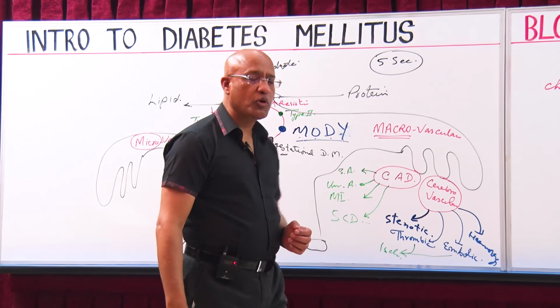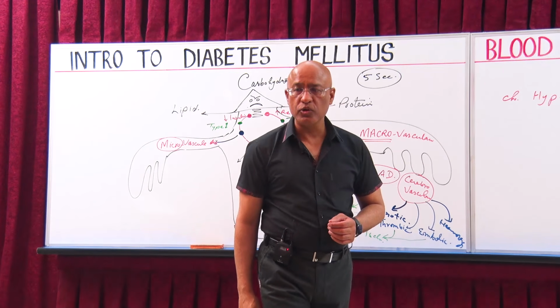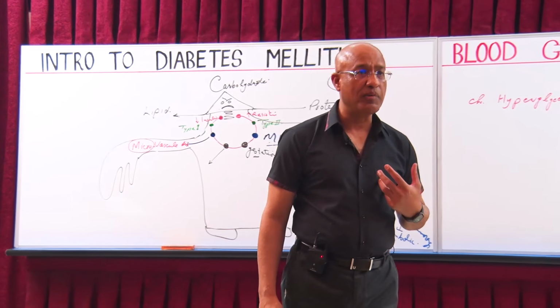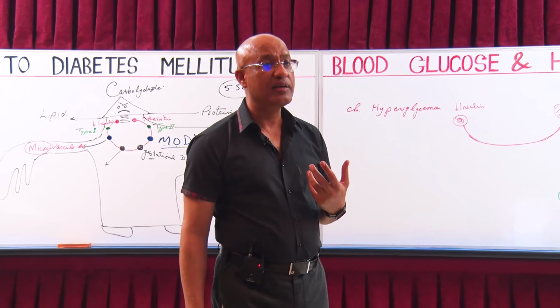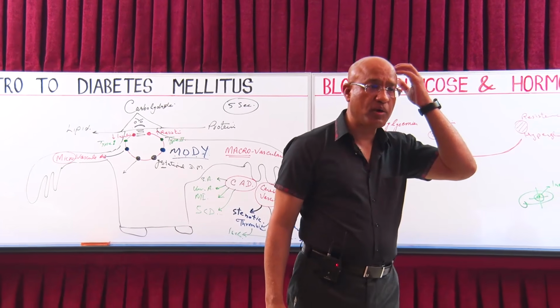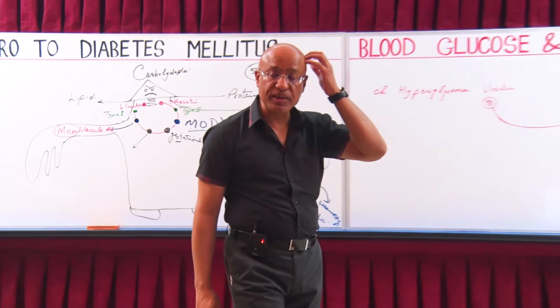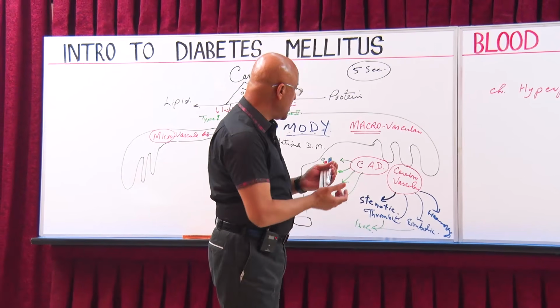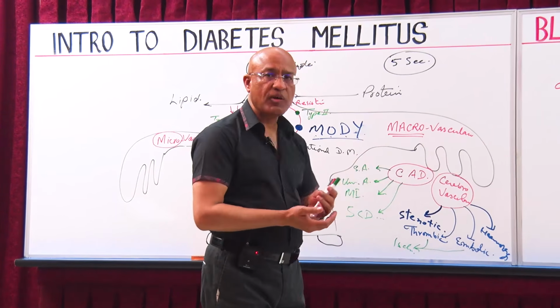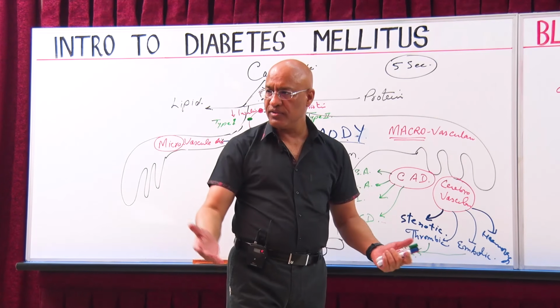So diabetes has so many ways to kill you. It can kill you by producing heart attack, myocardial infarction. It can damage you by producing what? Yes, producing CVAs. Then, can you tell me some more large vessel disease? Yes, doctor?